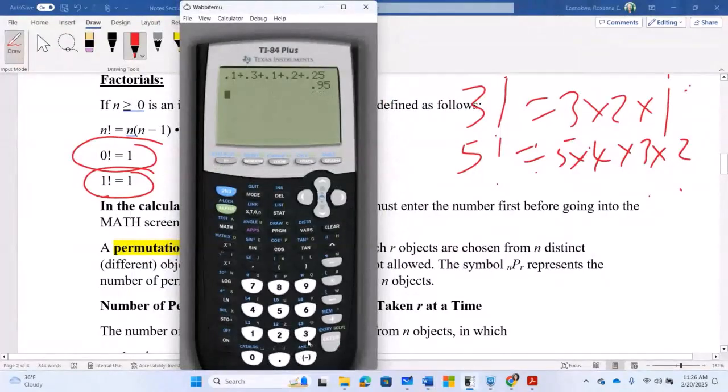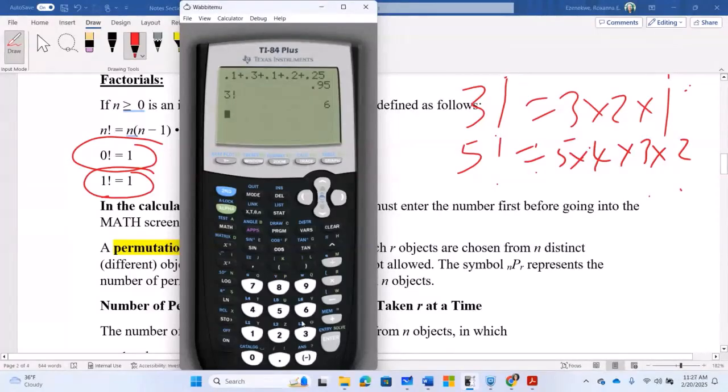All right, the first one is 3 factorial. You type in 3, then go to math, arrow to PRB, and choose number 4, factorial. We already found that 3 factorial is 6, but we check with our calculator. Therefore, I can find factorial by hand, algebraically, and I can find it using my calculator. You must be able to find it using both.